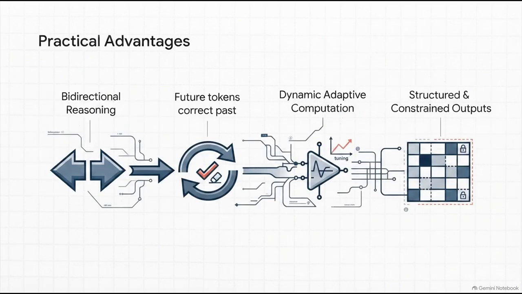But the thing is, speed isn't the only benefit here. Text diffusion brings several really amazing practical advantages to the table. First is bidirectional reasoning. Because the generation isn't strictly causal, future tokens can actually inform and correct past tokens right there within the same block. It also allows for that dynamic adaptive computation we saw earlier, automatically spending more time on hard problems. And finally, it's absolutely fantastic for structured and constrained outputs, simply because all the tokens are evolving together simultaneously.